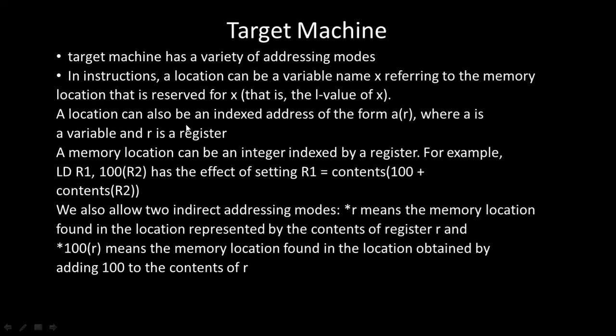It can be called the array form. Thirdly, a memory location can be an integer indexed by a register. For example, LD R1, 100(R2) has the effect of setting R1 to the contents at that indexed location. We also allow two indirect addressing modes. Indirect addressing is the following: star R means the memory location found in the location represented by the contents of register R.